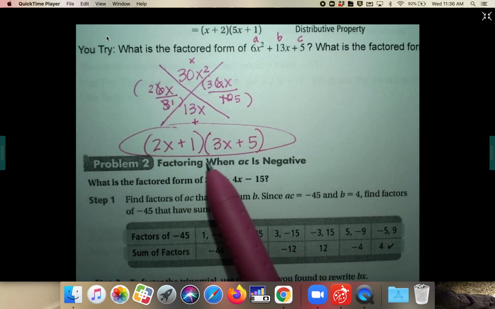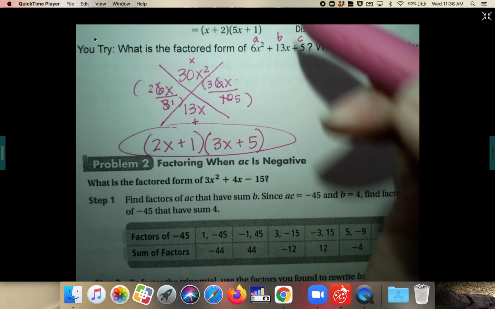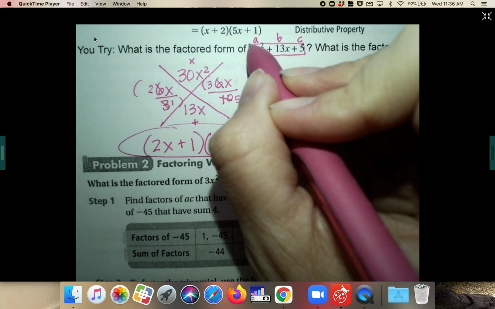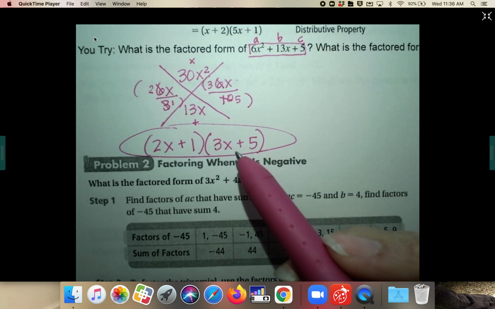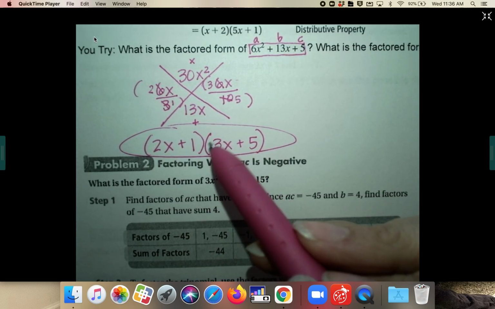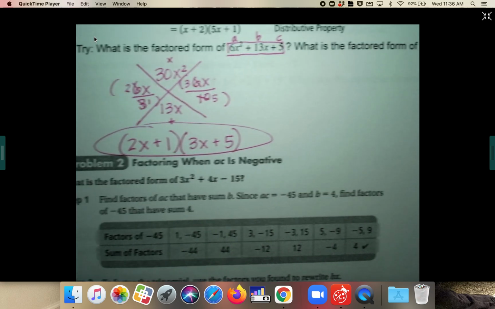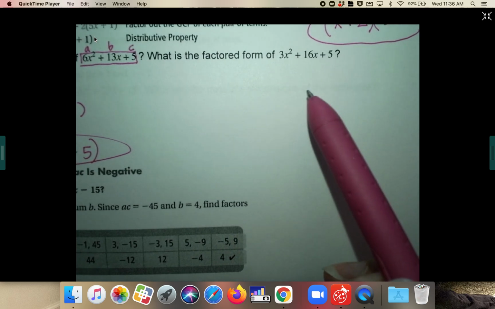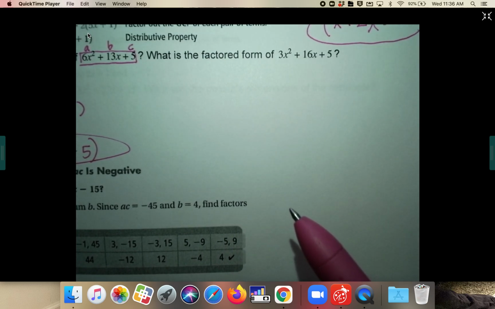Okay, if you want to check this by foiling it or using the box method, please do. That's the only way to check to make sure that it comes out to be 6x squared plus 13x plus 5. So we basically unfoiled it to come up with our two binomials. All right, let's keep going.